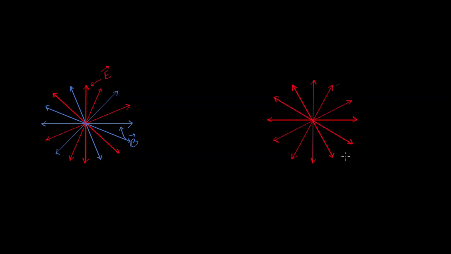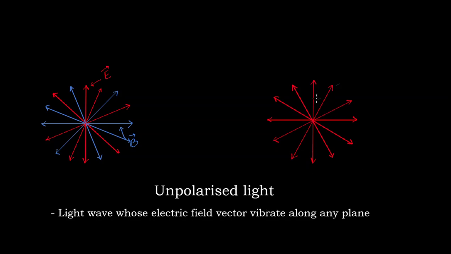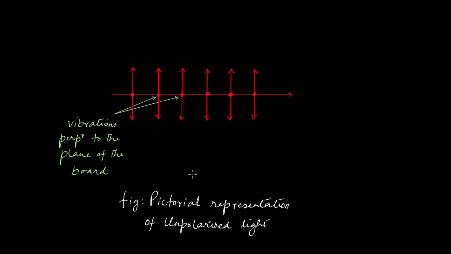Light in which the electric field vectors are vibrating or can vibrate along any plane, that is called an unpolarized light. So an unpolarized light has its electric field vector vibrating in more than one plane. That is how an unpolarized light looks like. This shows the pictorial representation of unpolarized light.